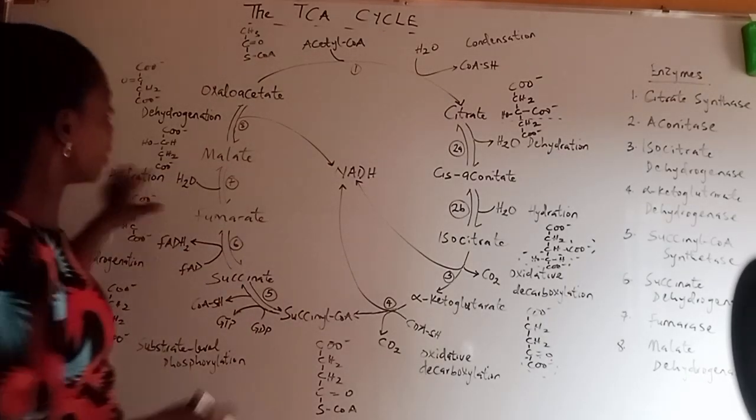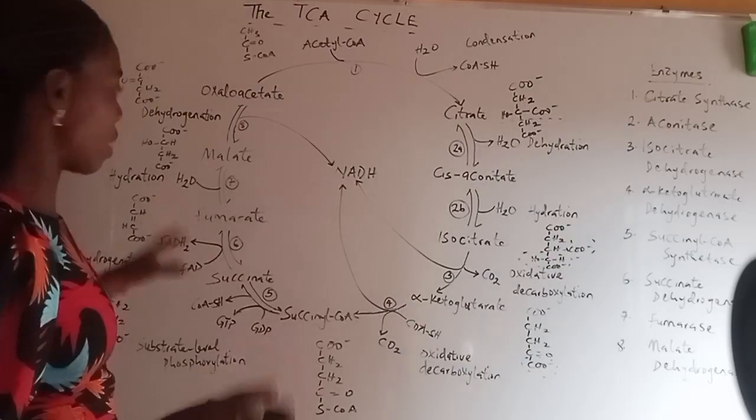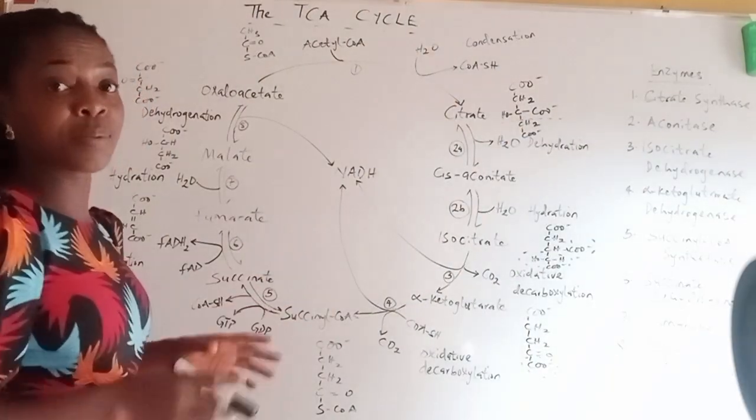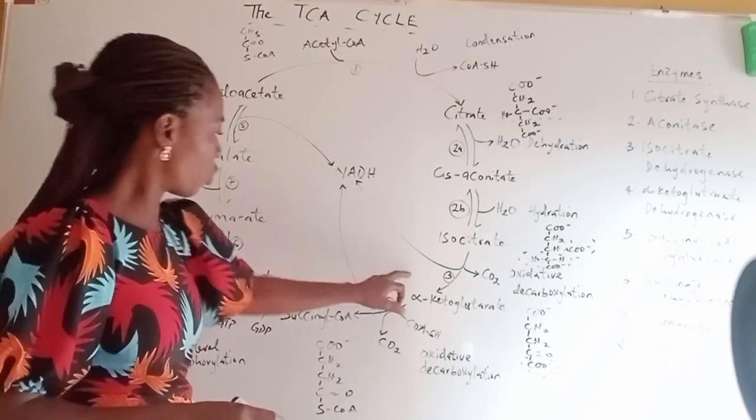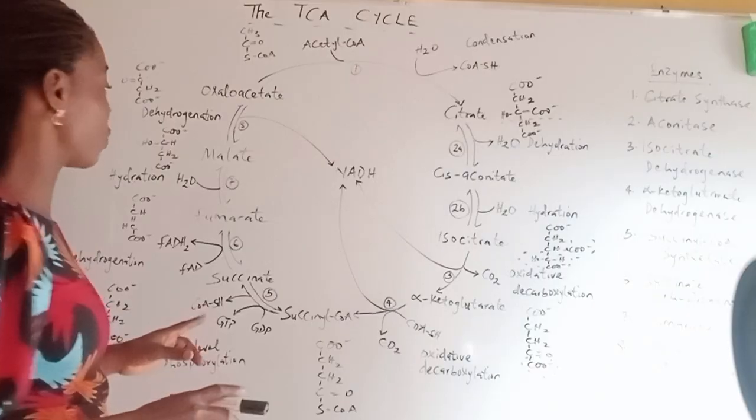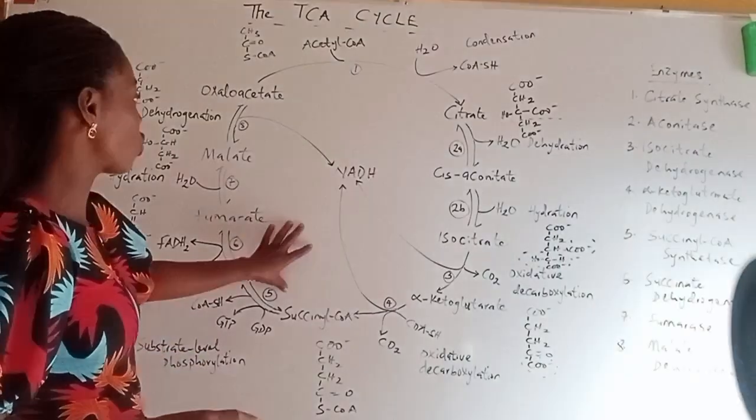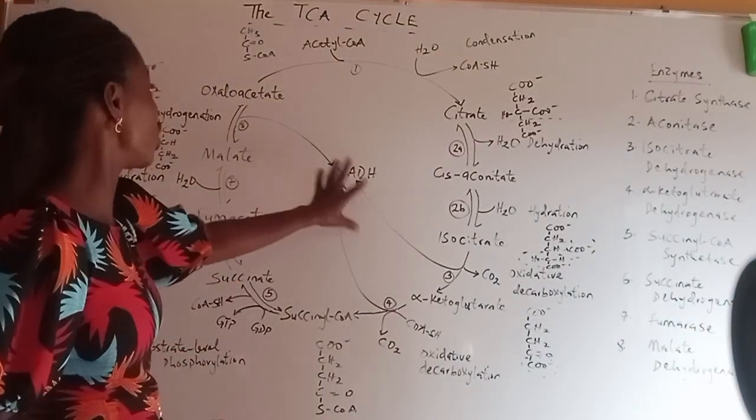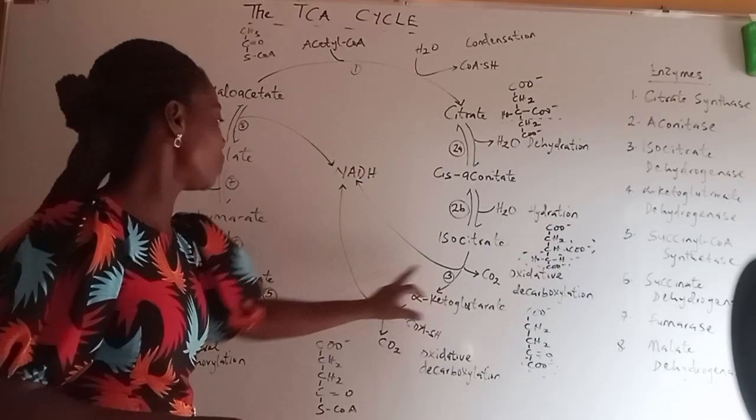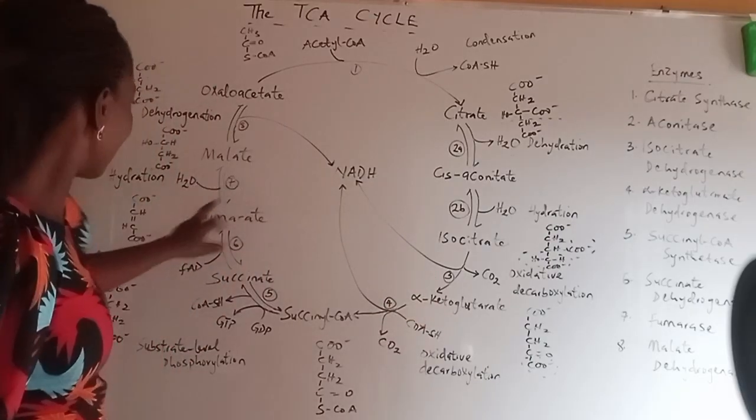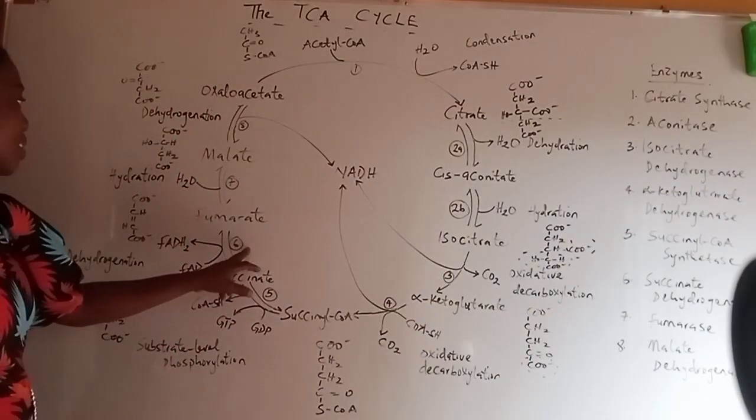Now we can see that there are 3 irreversible steps in this entire 8-step cycle. Steps 1, 3, and 4 are the only irreversible steps of this pathway. And then we'll see that NADH is produced at 3 steps: step 3, step 4, and step 8. And FADH2 is produced at step 6.